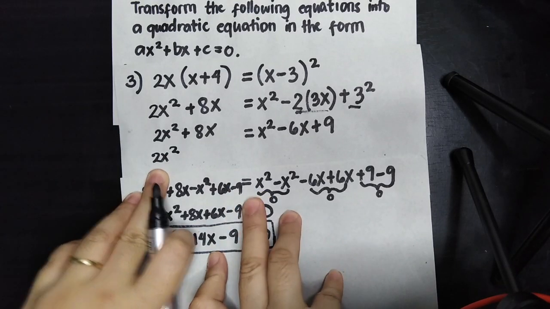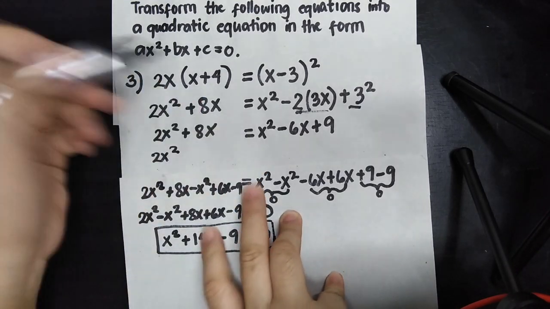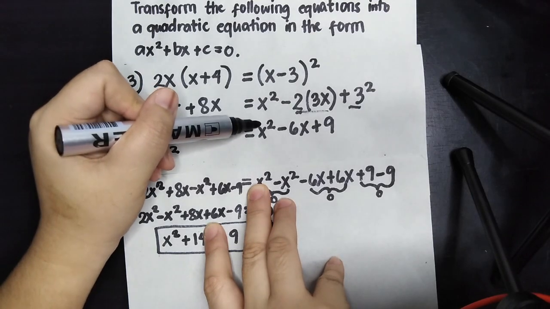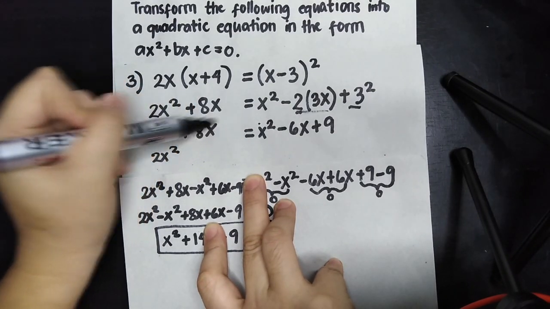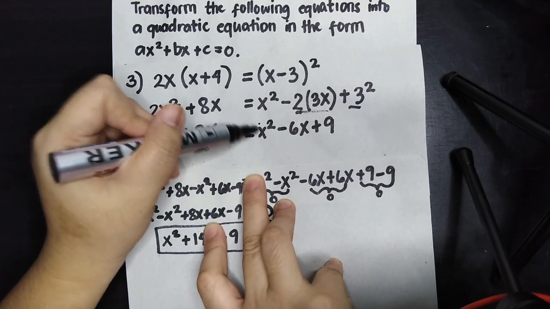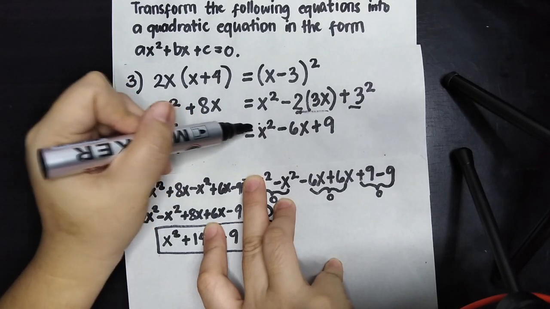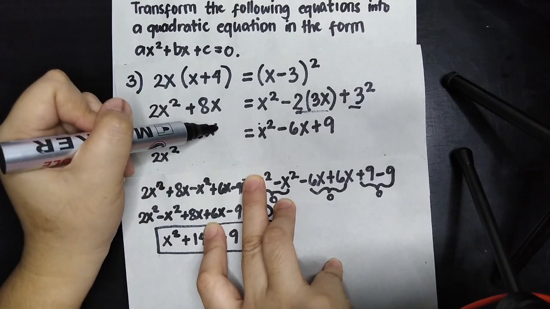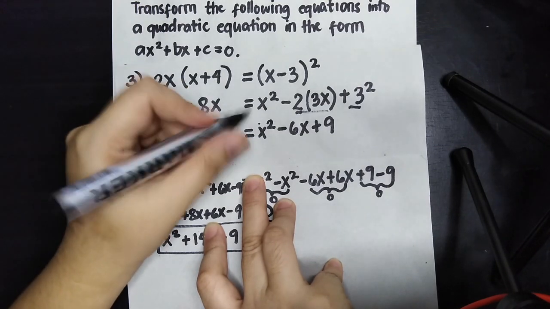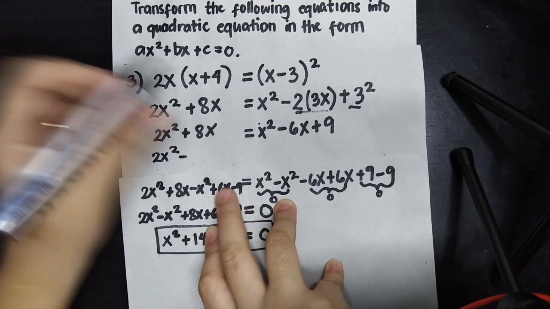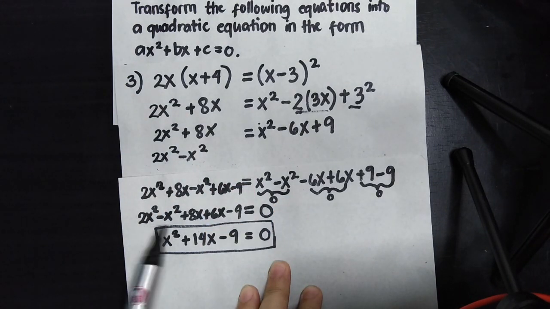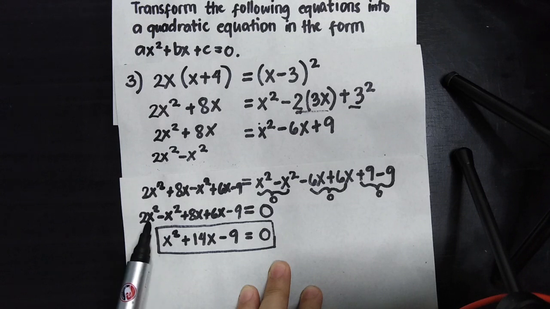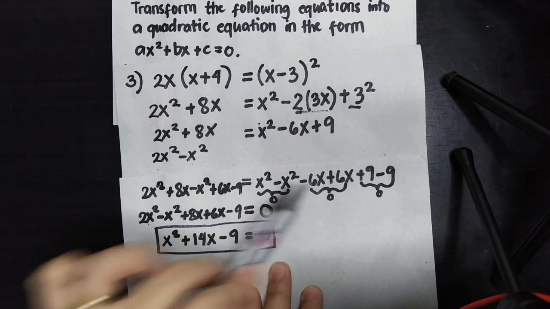Tapos, yung like term niya sa kabila is x squared. Kaya, ang gagawin natin, we will transfer x squared to this side. And then, once it crosses the equal sign, since it is positive here, if we transfer x squared to the other side of the equation, we will change its sign. So, it becomes negative x squared. And that's what happened here. Ito na yon. So, hindi na tayo dumaan sa ganitong process.